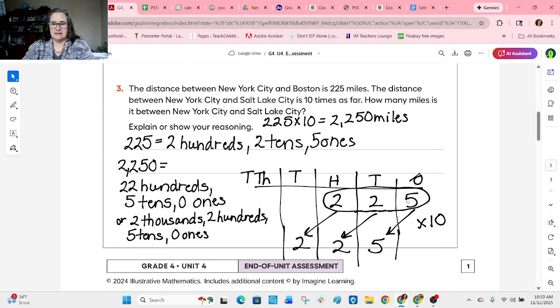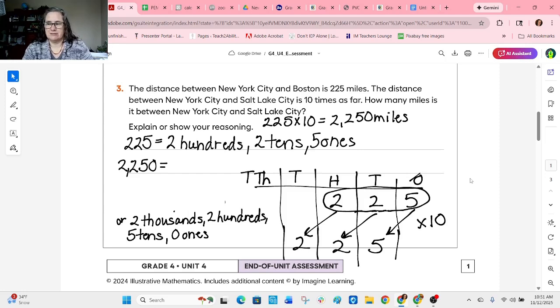Let's take a look at this next one. So we know the distance between New York City and Boston is 225 miles, and New York City and Salt Lake City is 10 times as far apart. Students can explain or show their reasoning a few different ways. They need to understand that 10 times as far means I need to multiply 225 times 10. And in finding that, I could think about unit forms.